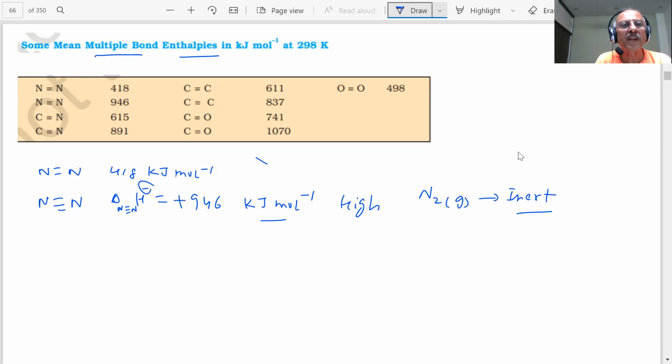What are these? Mean multiple bond enthalpy, student. They are always giving mean multiple bond enthalpy. Note down, students. Why do we need them? Because we can use them and solve questions. We can use them to calculate the delta R enthalpies of such reactions: sum of the bond enthalpies of the reactants minus sum of the bond enthalpies of the products. Formula we have told you. So there will be questions based on that formula, students. Note down.